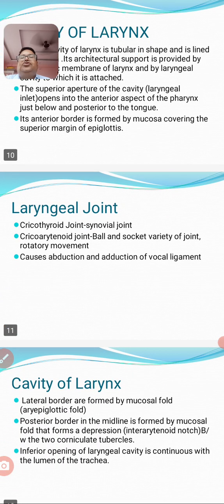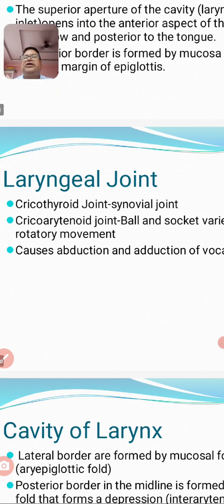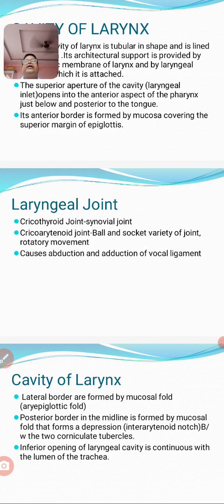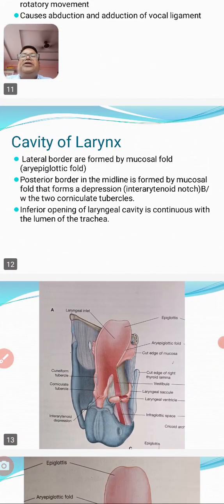Next is the laryngeal joint. That is the cricothyroid joint and the cricoarytenoid joint, which are synovial joints. The cricothyroid joint is a synovial joint, and the cricoarytenoid is a ball and socket variety of joint that has rotatory movement. The arytenoid cartilage has rotatory movement on the cricoid cartilage. These joints cause the abduction and adduction of the vocal ligament.